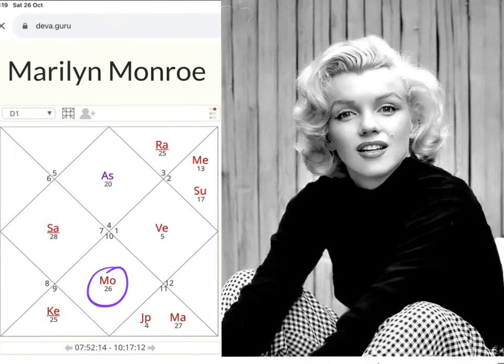Moon is here, sun is here, moon is 26 degrees Capricorn, sun is 17 degrees Taurus. We can see there are three signs in between them, 30 degrees each. That's 90 degrees between them. This is nowhere a dark moon. So her mind is not suffering from that dark moon phenomena.